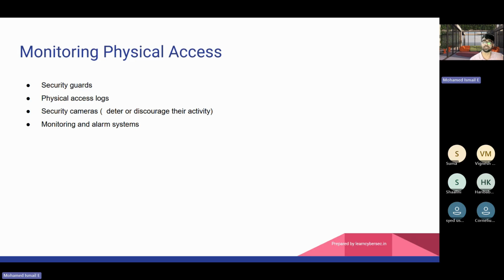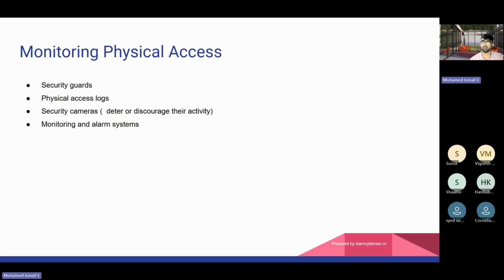Next, physical access logs. It's just an entry point where you enter your name, time in, reason, whom you are meeting, and when you are exiting, what time you are leaving, right? So if you come with a two-wheeler or four-wheeler, they ask you to show your vehicle number and update that in the record.